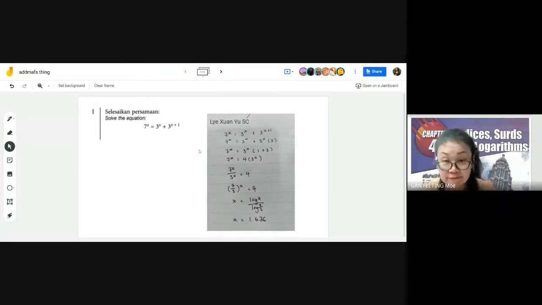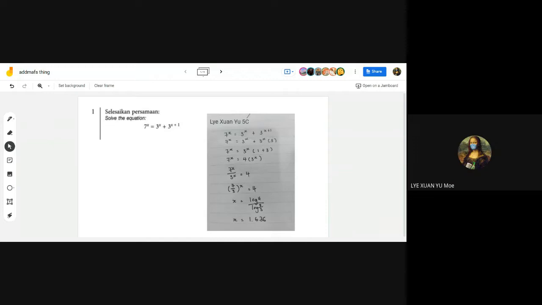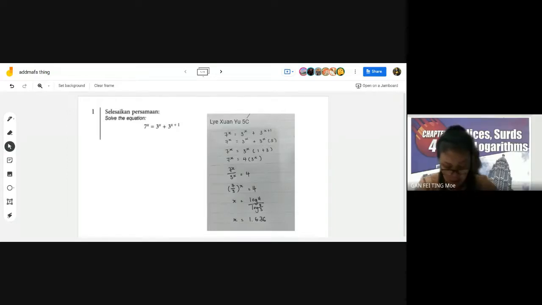Okay, group up the like terms. Then continue. After that, I will bracket the like terms. After that, equals to 4. And I will use log 4 over log 7 over 3. After that, I will get the answer 1.636. Okay, very good. Your explanation is quite good.